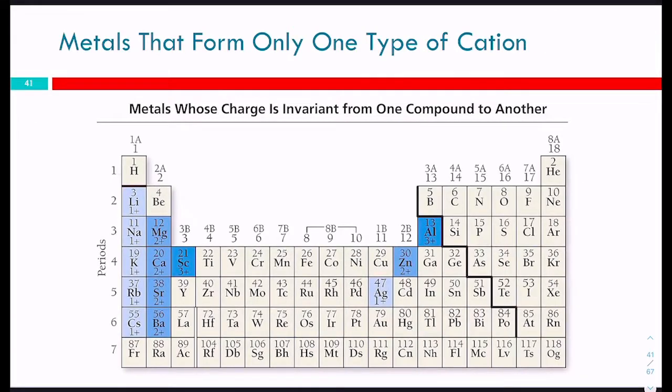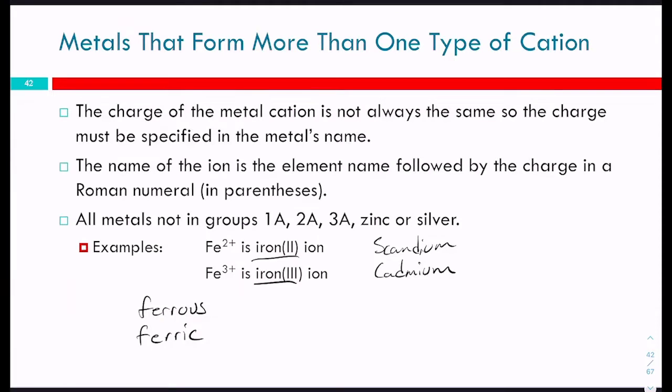This is again just showing these ones that form single types of ions. This is again that triangle that I was talking about earlier, along with scandium over here. So when that charge is not always the same, we have to indicate what it is. And we make that part of the metal's name.